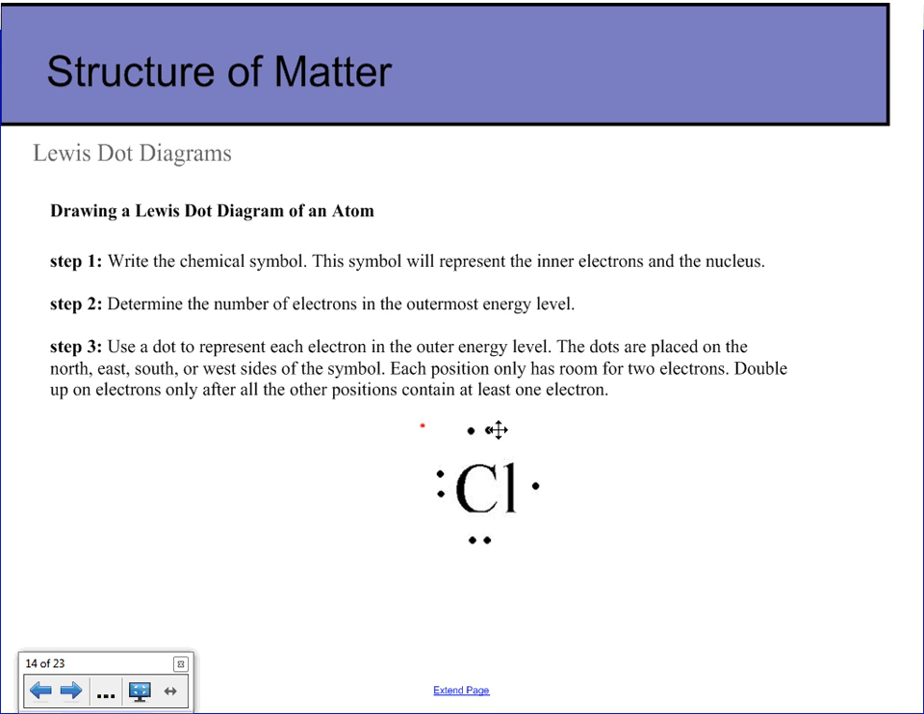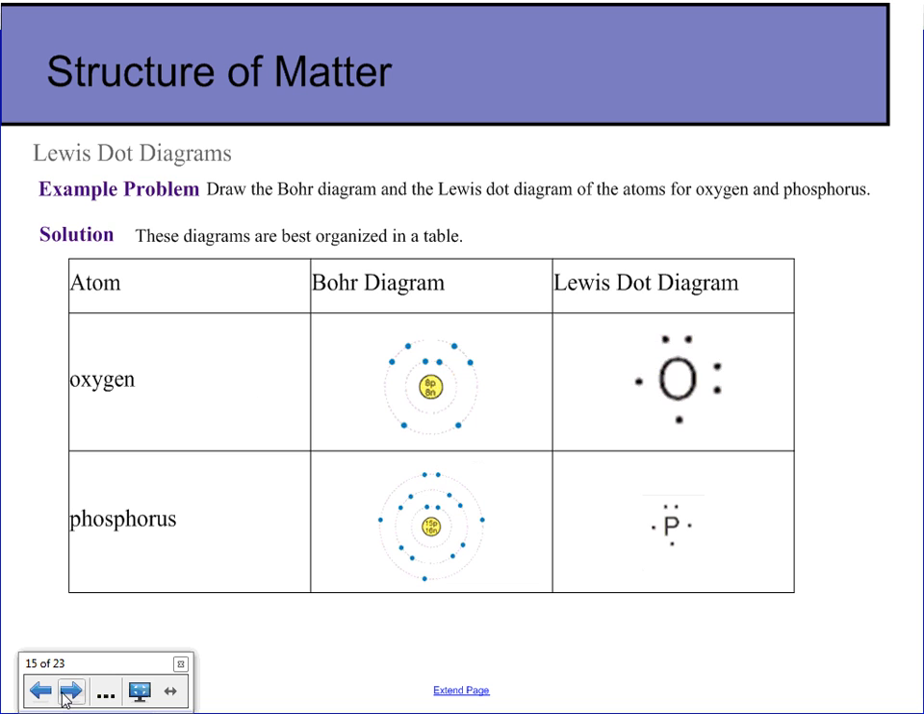And as you can see here, these are doubled up, and we've only got this one extra one here. So, example problem: draw the Bohr diagram and Lewis dot diagrams for the atoms of oxygen and phosphorus.